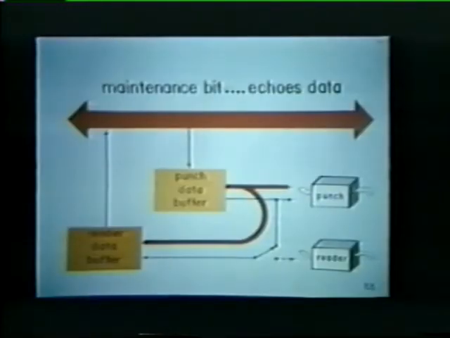The maintenance bit, when set to a 1, causes the data in the punch data buffer to loop back to the CPU via the reader data buffer. It still goes to the punch, but by also echoing it back to the source, the CPU, we can check both the transmitter and receiver functions of the teletype interface. It's a simple matter to check the return data against the data originally sent to the punch.